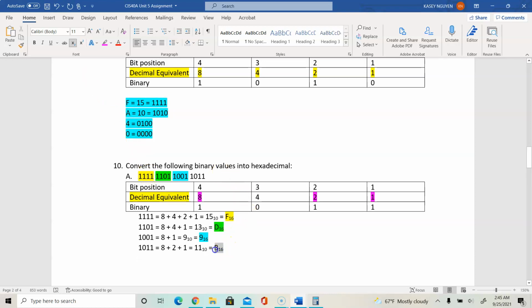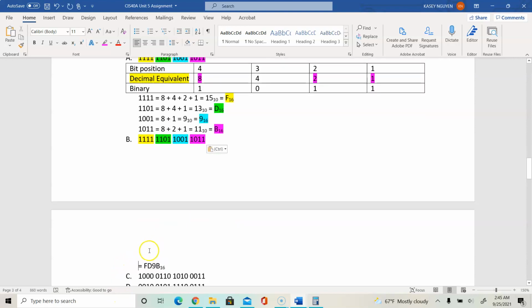So here what you see is for question A, for number 10, that's going to be equal to FD9B. That's going to be equal to the binary that was. So this is equal to that.